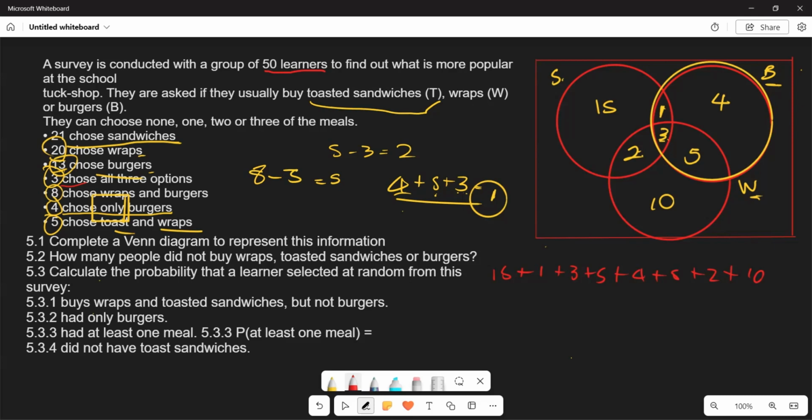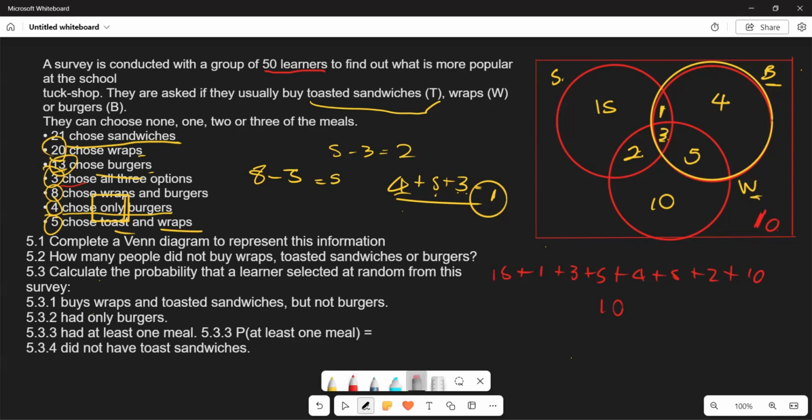So then 20 plus this is going to be 35. This is going to be 36. And then this is going to be 40, which means you are having 10 learners. Now, because here the totality of a sandwich, burger, and Rapstar is 40, the ones that are remaining are 10. So you are having 10 learners who chose none of those.